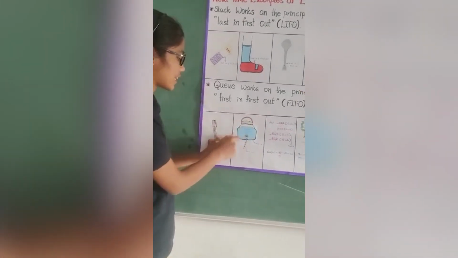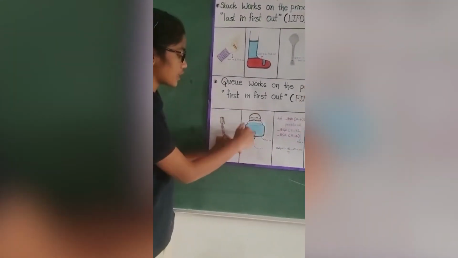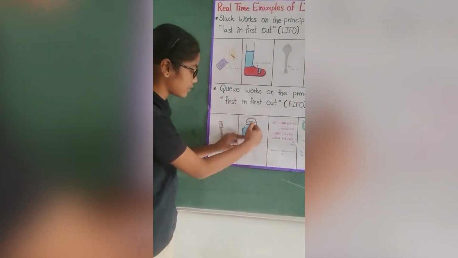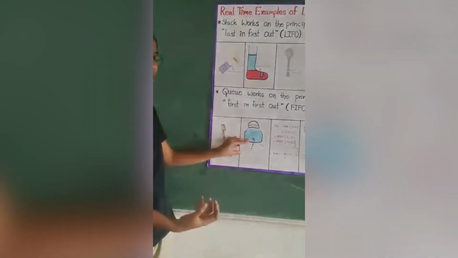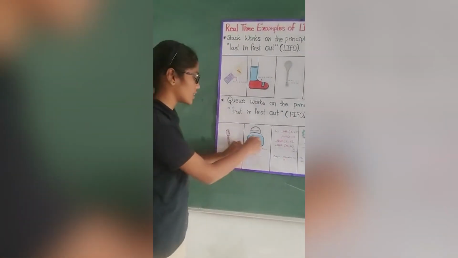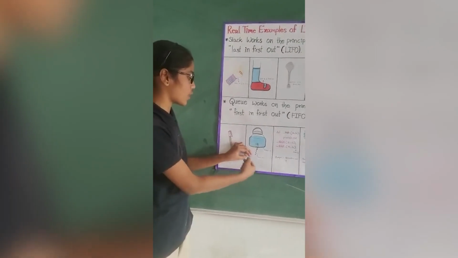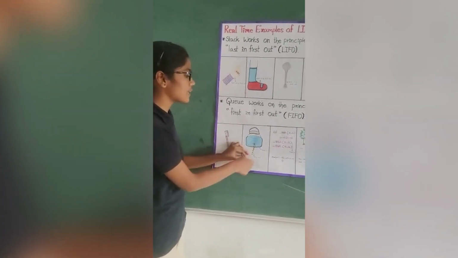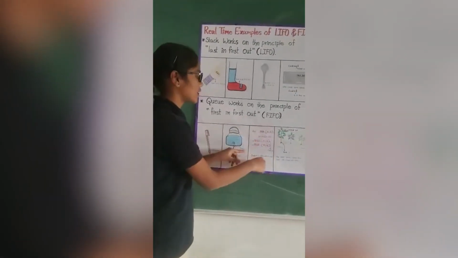And see this water can. When we fill this water can, the first filled water will come out first. When we turn on this tap and take the water out, the first filled water will come out first. So next, see this code.